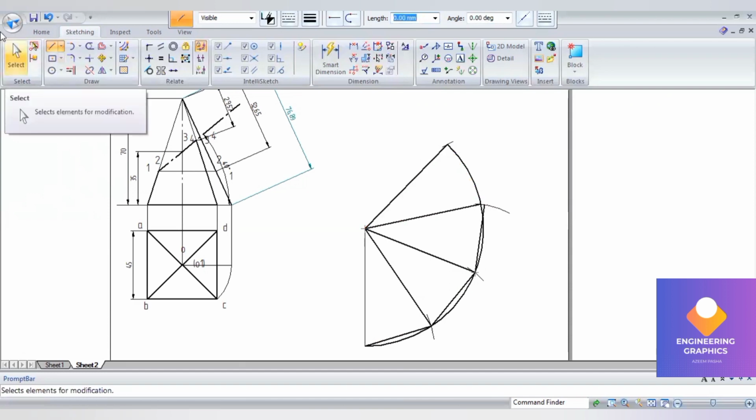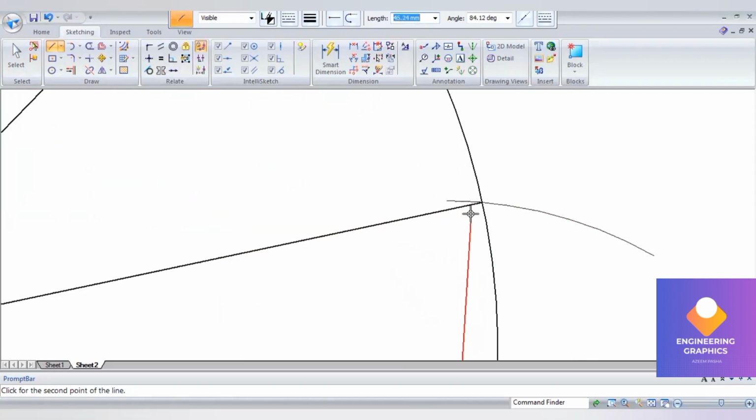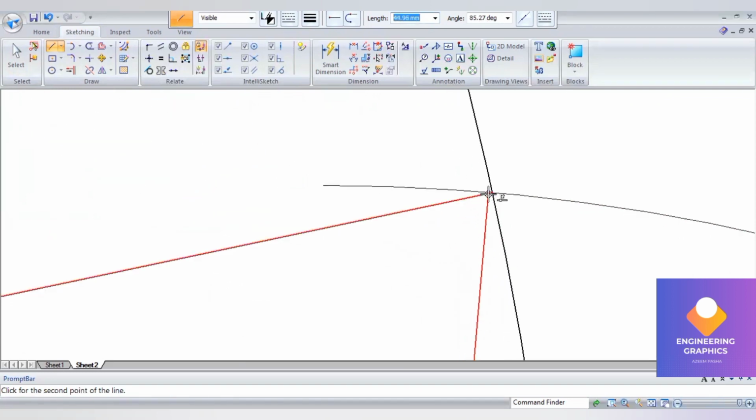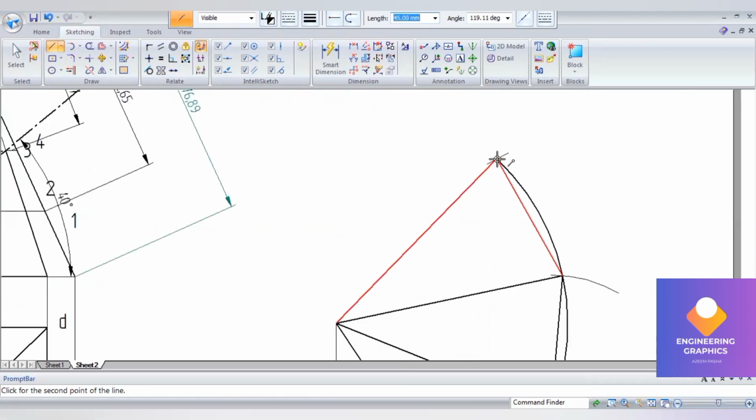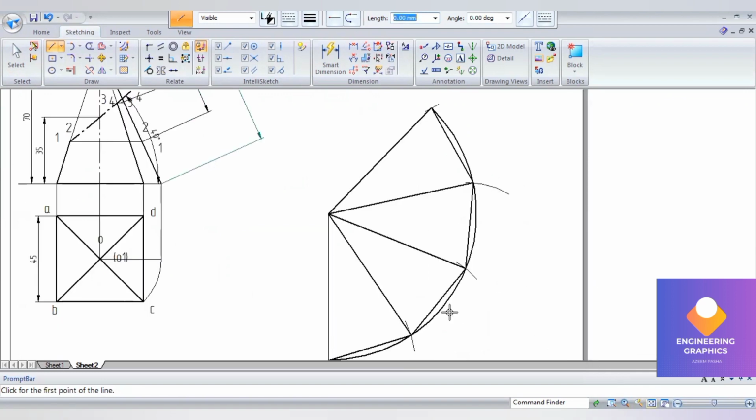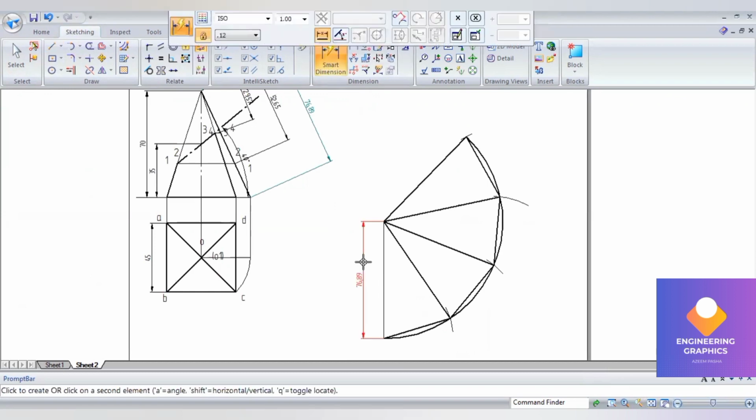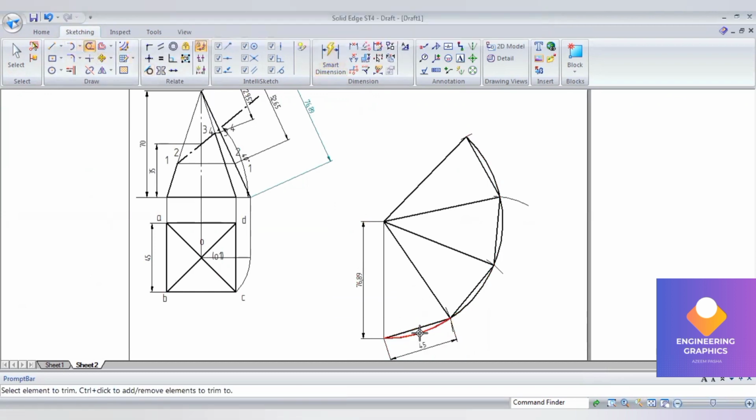Okay, now I'm going to connect it to the exact point. You can zoom in and try to connect with the exact point, otherwise some mistakes may happen. Okay, now we can remove that curve point. Okay, this is the development of the square pyramid.